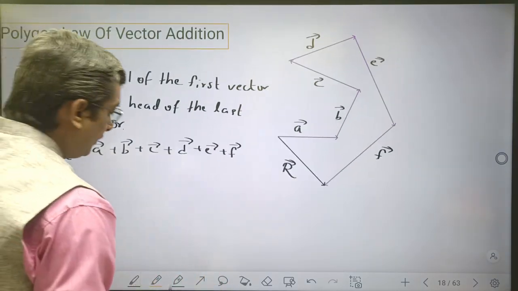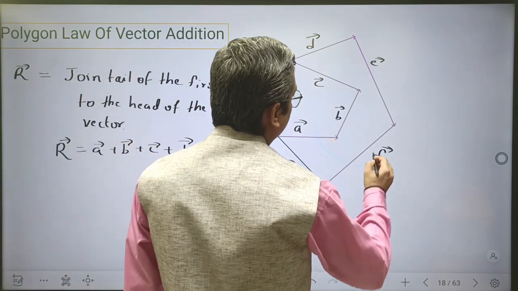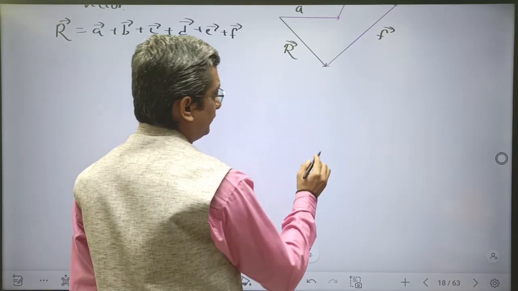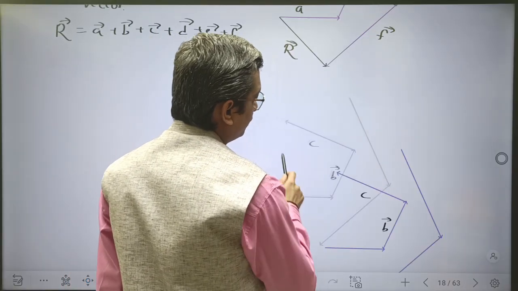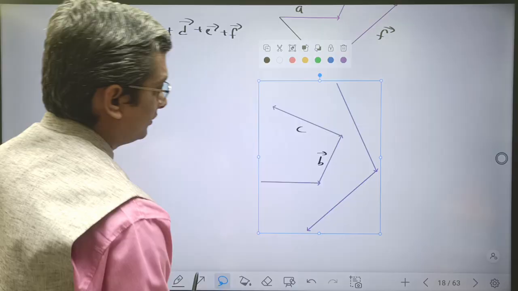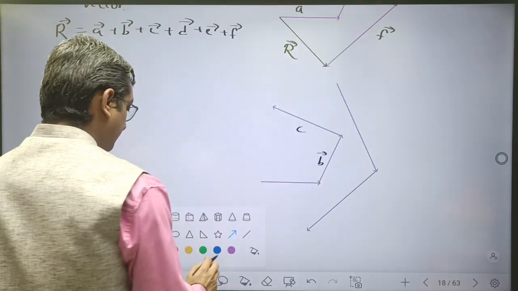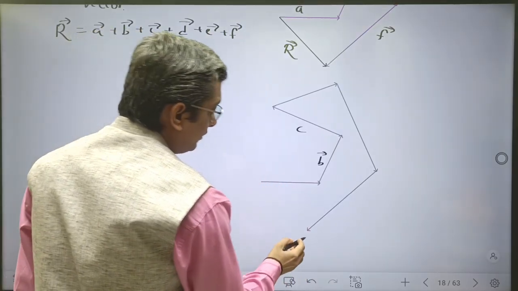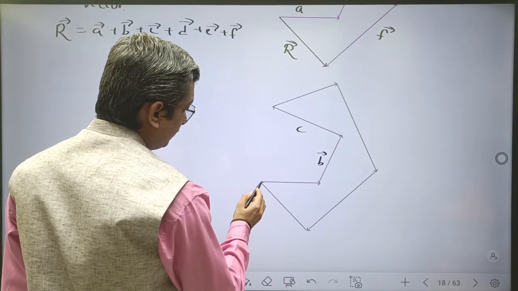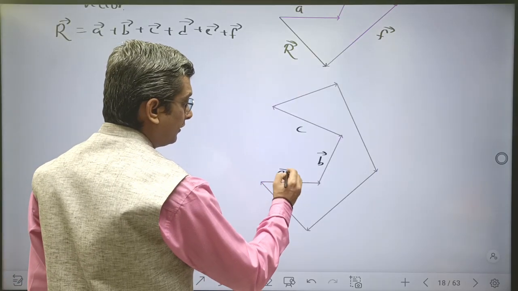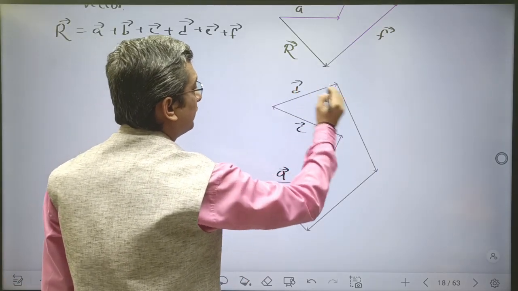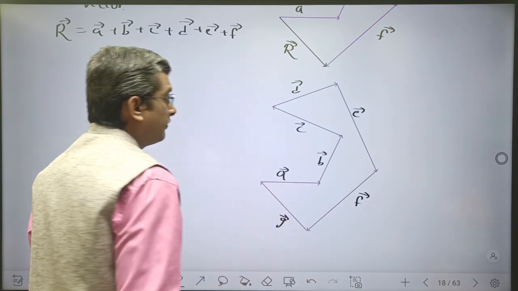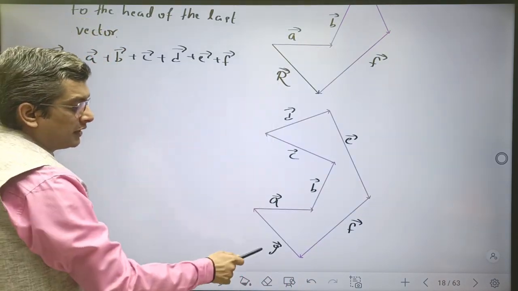Now suppose I draw the same diagram. I am copying it and pasting it here. So we have the same diagram like this one, and I join this way as well. Now this is A vector, B vector, C vector, D vector, E vector, F vector, and let us suppose this is G vector. Now observe vector R and vector G.